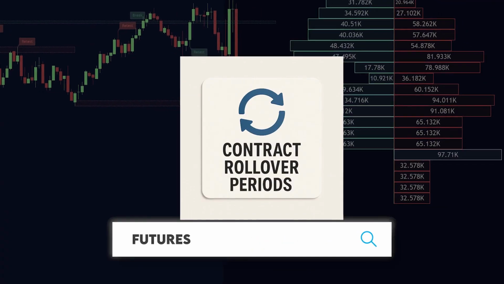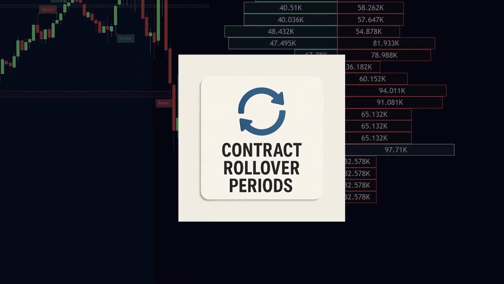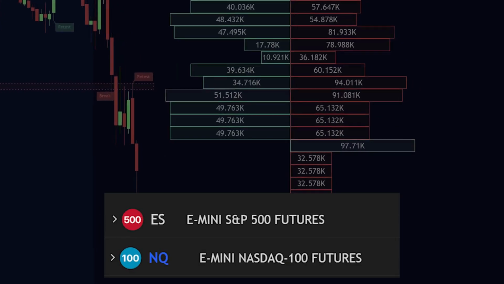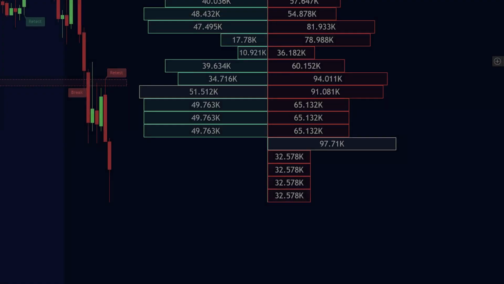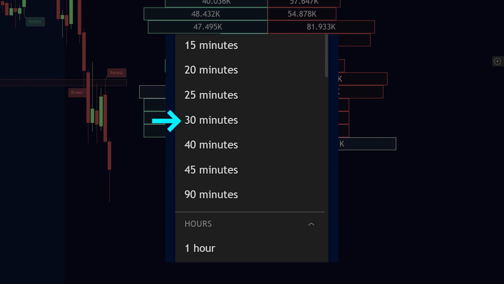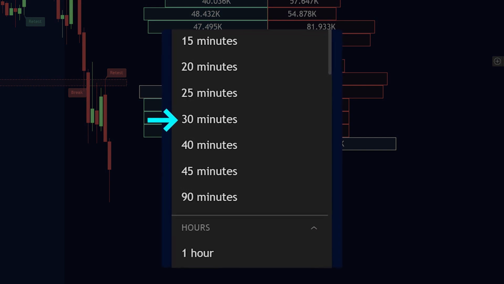For futures, contract rollover periods create exceptional volume imbalances. Session openings, especially for ES and NQ, create the strongest POCs. The 30-minute timeframe offers an ideal balance of signal quality and frequency.